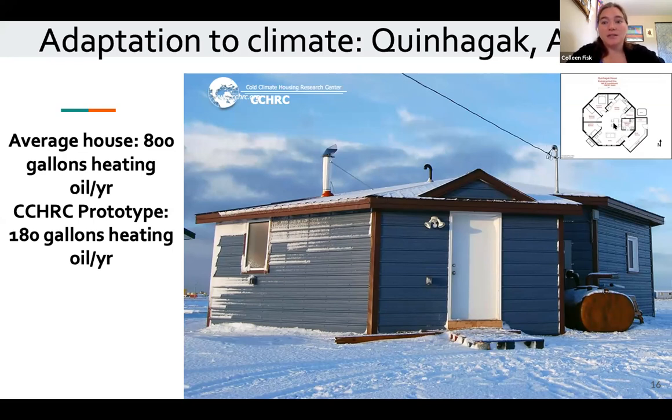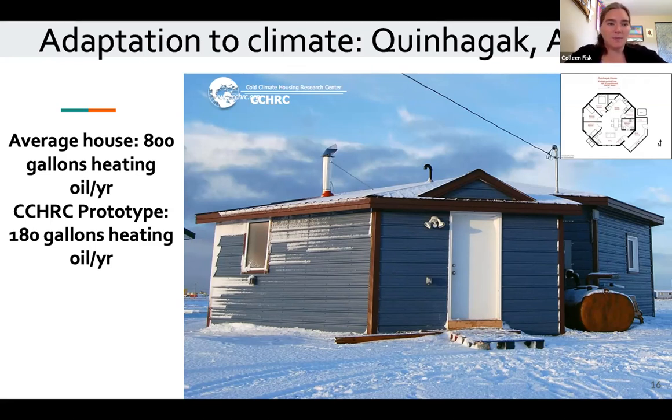There are other pieces to it, like an open floor plan. The square footage is similar to housing, and it's multifamily. So there are pieces to it that they worked out with the community. But in addition to that, it also saved on heating. The average house uses approximately 800 gallons of heating oil per year, and this prototype uses 180 gallons of heating oil per year. This was the first one that they built, and they built several after that.